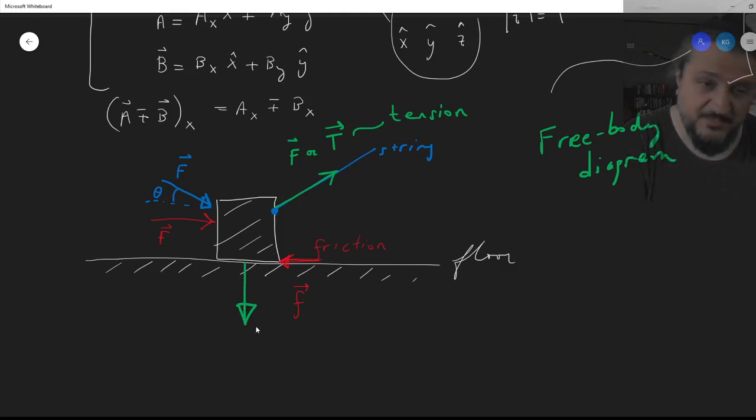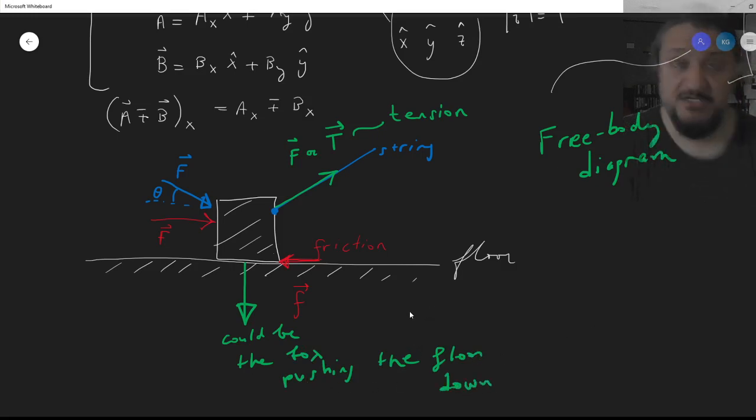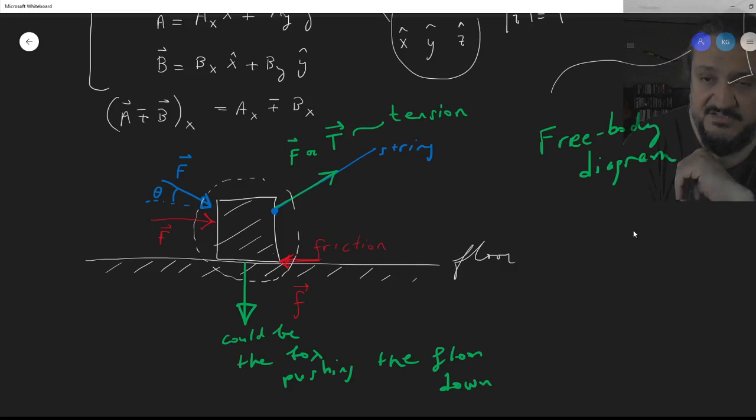What is this force? This force could be the box pushing the floor down. But this force should not be shown in a free body diagram. That's the second rule. So rule number one, isolate the object from its surroundings and just draw it here.